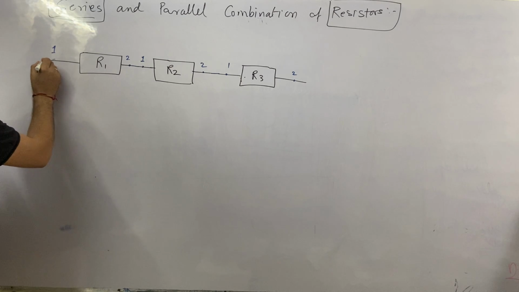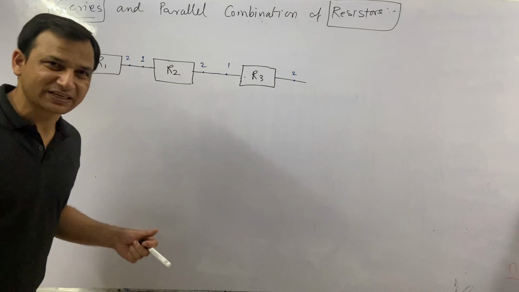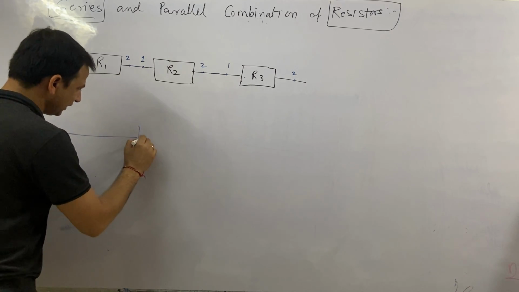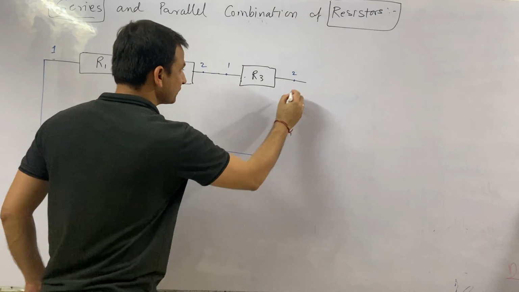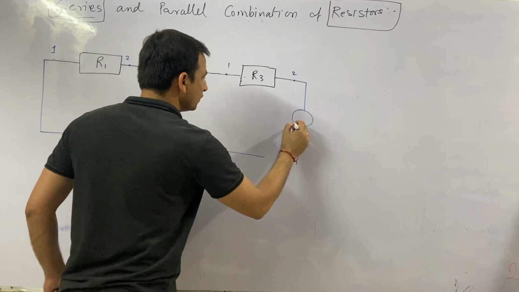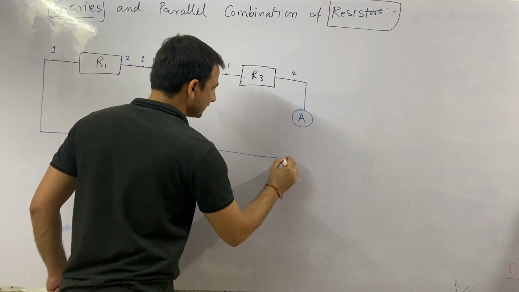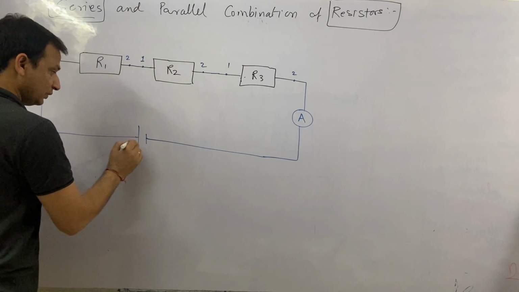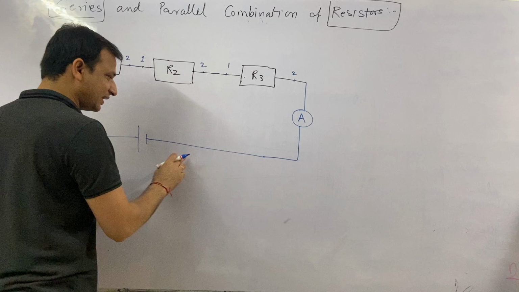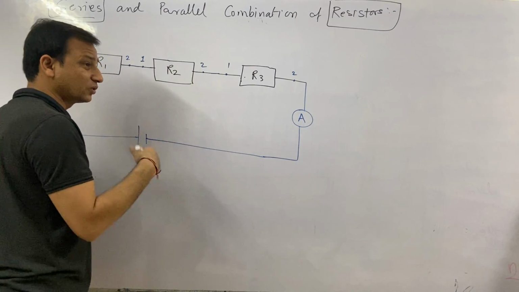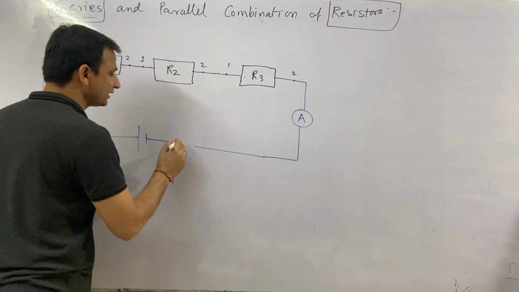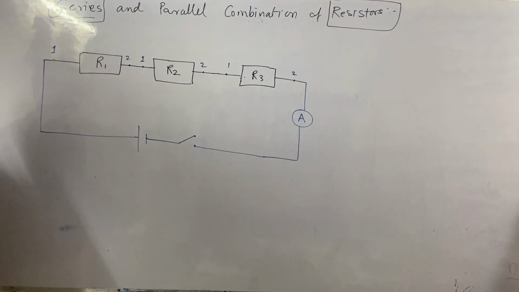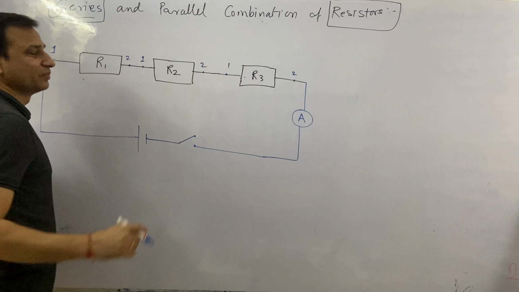And now, because we want a complete circuit, I'm connecting it with a power supply. If you want to measure current, I'm connecting it with a meter as well. And if you want to control the current, or switch the circuit on and off, I will connect one switch here as well. And this is a series combination.